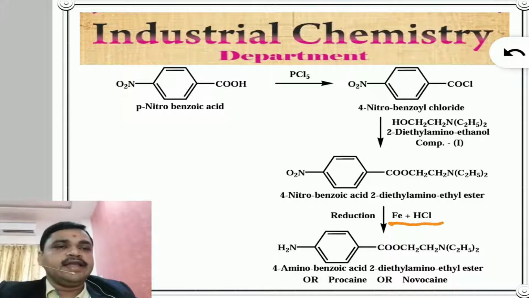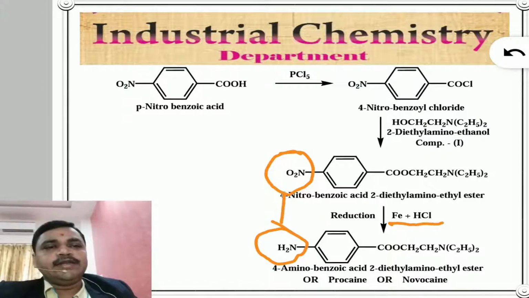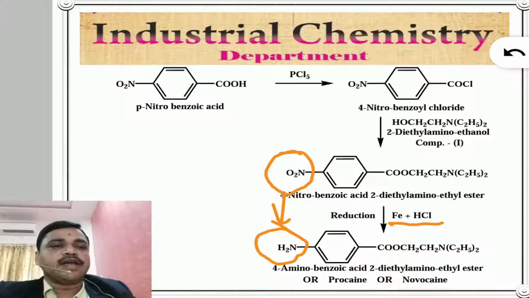Now this is treated with acid metal reduction in presence of iron and hydrochloric acid, Fe and HCl. In presence of acid metal reduction, 4-nitrobenzoic acid 2-diethyl aminoethyl ester is converted into 4-amino. It is noted that this NO2 is converted into NH2. So we get 4-amino benzoic acid 2-diethyl aminoethyl ester. It is known as procaine, or its other name is novocaine. The IUPAC nomenclature of this is 4-amino benzoic acid 2-diethyl aminoethyl ester. So from this route we synthesize procaine or novocaine.